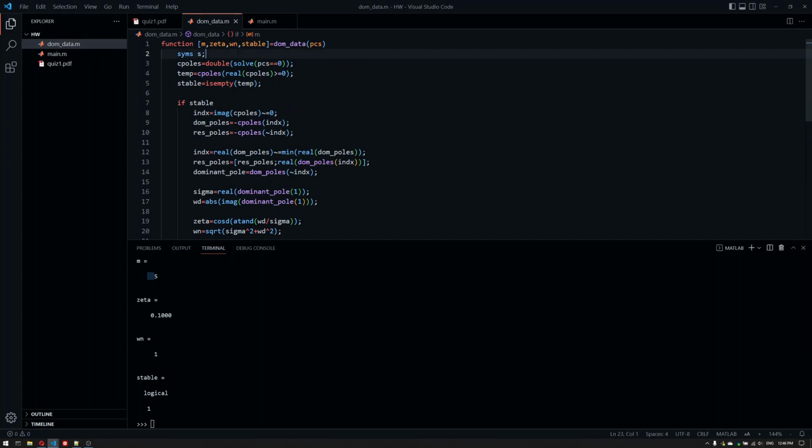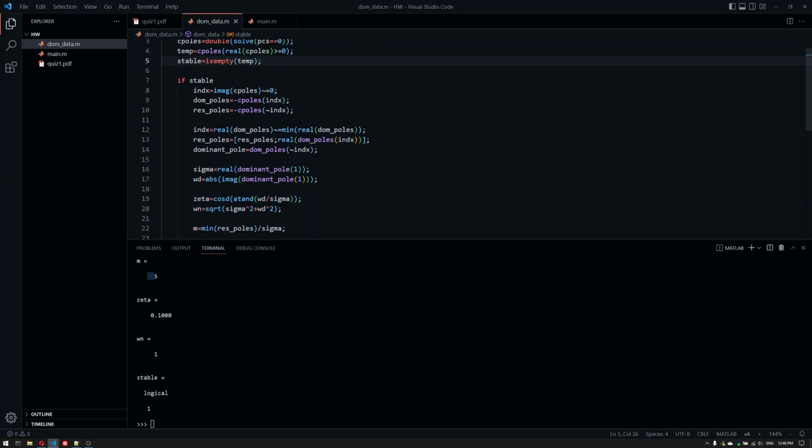So let me recap. We defined symbolic s, we solved the polynomial roots, then we looked for positive or equal to 0 real parts. If that's the case, then it's not going to be stable. If any one of the poles satisfies this condition, then this is not going to be empty. If it's empty, all the poles' real parts are negative. Therefore, the system is stable.